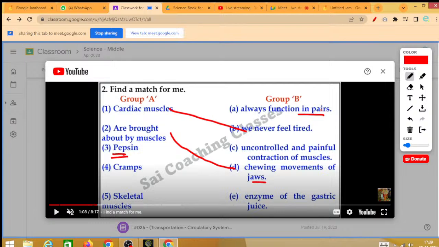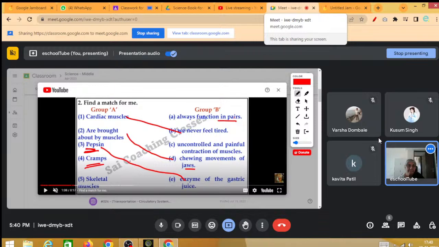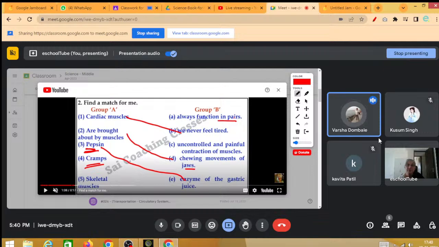Third, Yukti, your turn. Pepsin, enzyme of gastric juice. Very good. Harshal, fourth. Read number 4. Cramps, uncontrolled and painful contraction of muscles. Absolutely right.